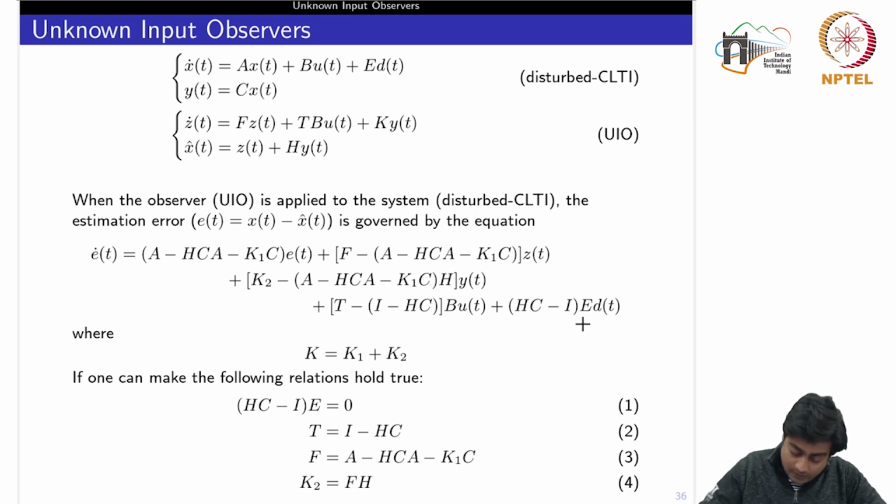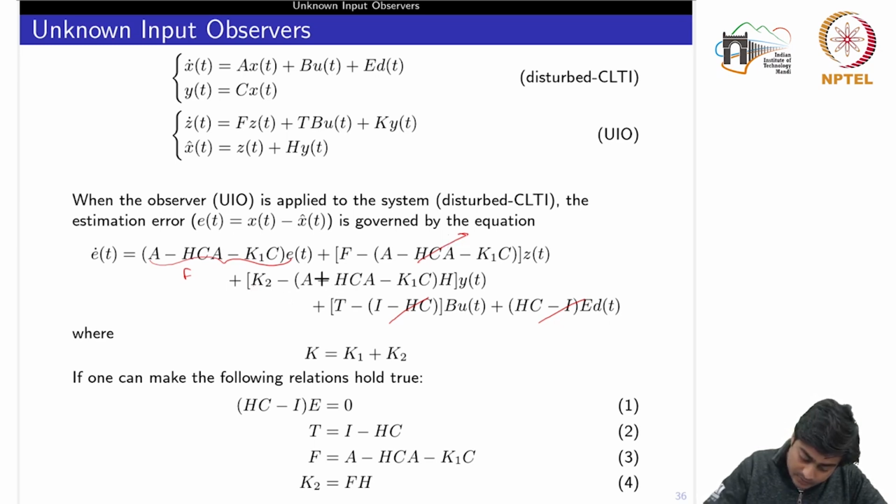So what do we need to solve? We need to solve these four equations, which basically say the same thing, that HC minus I times E should be equal to 0. Now T should become equal to I minus HC, so that this term would go to 0. Here we are substituting the state matrix of the error dynamics as some F matrix, right? Meaning to say, if my F becomes equal to this, this would also become equal to 0.